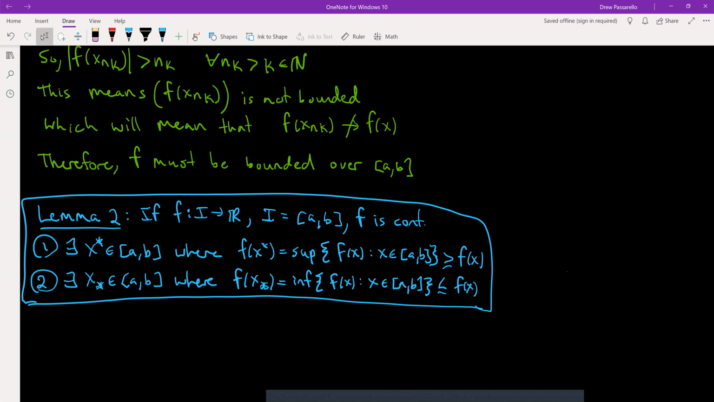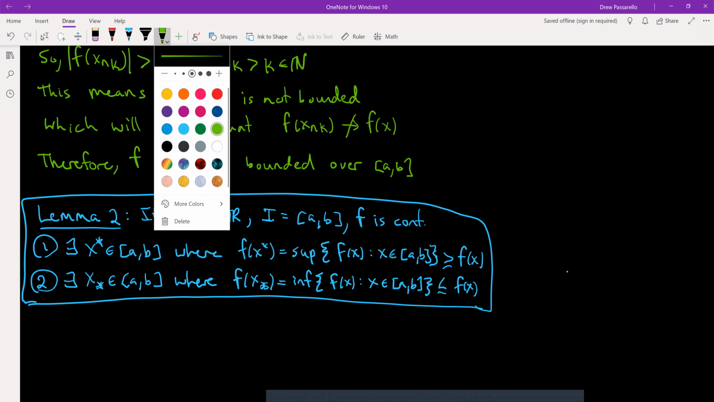Similar thing for the infimum: there's going to be an x_*, but this time with the star as a subscript, where f(x_*) is equal to the infimum of the set of f(x), which is going to be less than or equal to f(x). For this lemma, I'm going to prove the first one. I'll leave the second one as an exercise for you to prove. So, proof of one.